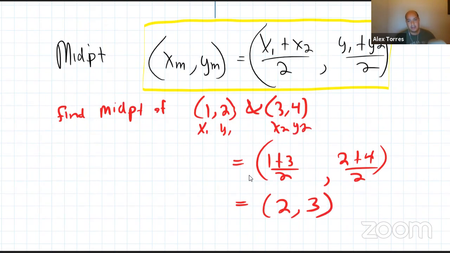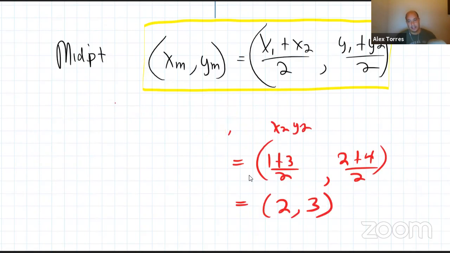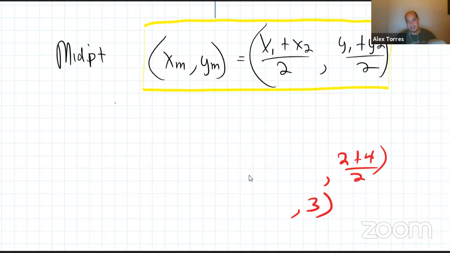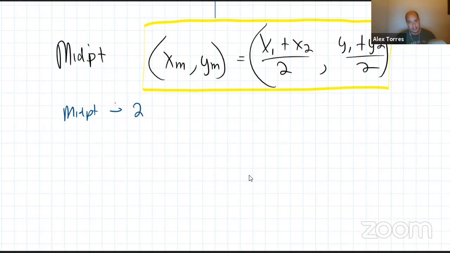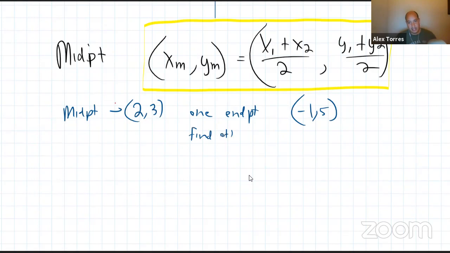midpoint. But maybe more importantly, the level 2 version of this problem would be something that gives you the midpoint and one endpoint. So the midpoint is, let's say, 2, 3. One endpoint of a segment would be, let's say, -1, 5. And then the question would say, find the other endpoint. And so we can take the same formula and plug in everything we know.